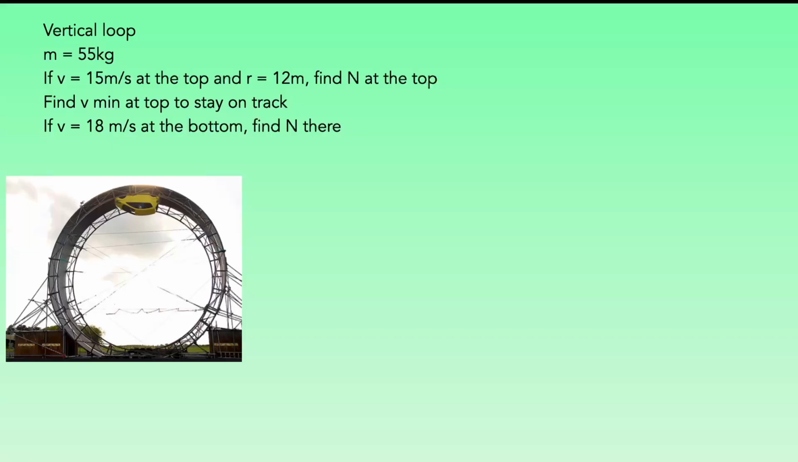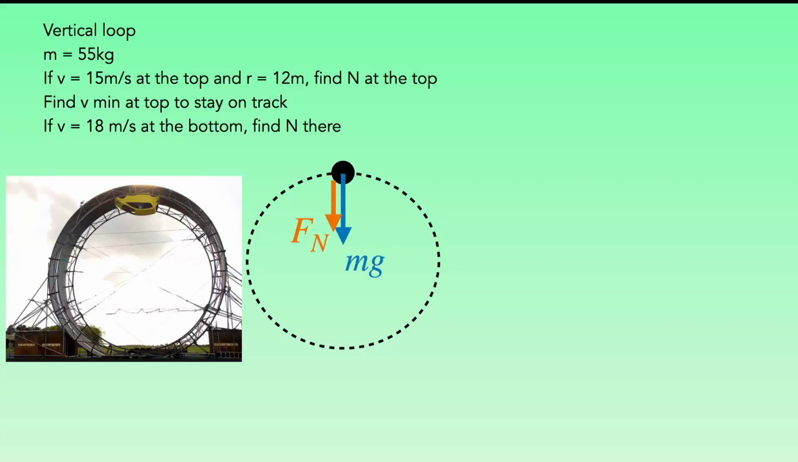Last one, vertical loop. Again, we did this before, but it's really important to be able to do this very easily. Okay, so free body diagram up at the top. Normal force is pushing down. mg is pushing down. We're going to call towards the center positive. F equals ma. Normal force plus mg equals mv squared over r. Normal force is 481 newtons.